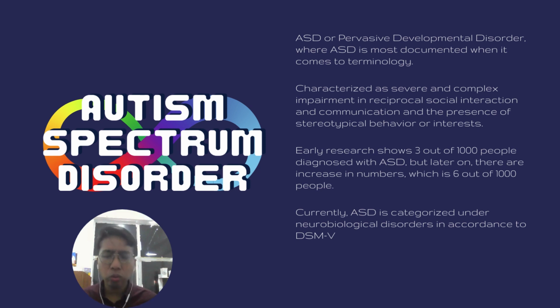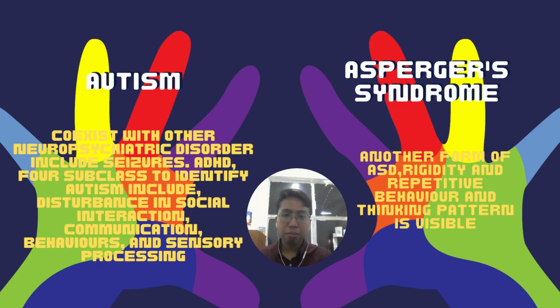And early research shows that 3 out of 1,000 people were diagnosed with ASD, but later on in recent years, there is an increase in number, which is 6 out of 1,000 people, which is a lot. And currently, ASD is categorized under neurobiological disorder in accordance to DSM-5 because research shows that there is something about the wiring in the brain and how it highly impacts a person, which is why it is categorized under neurobiological disorder.